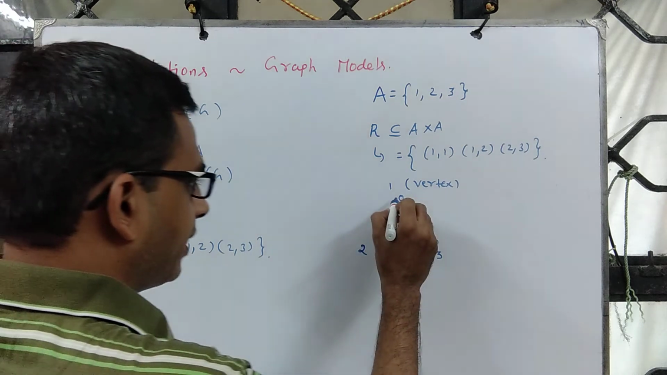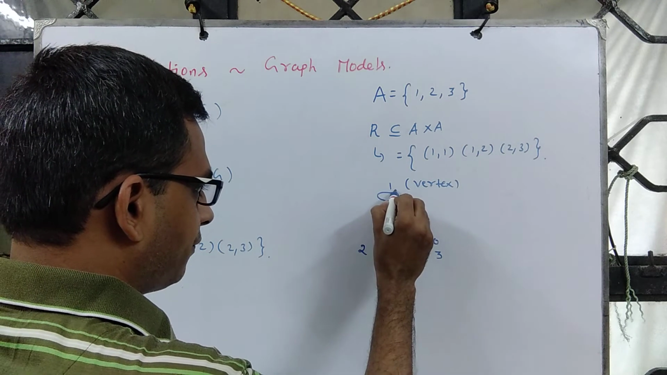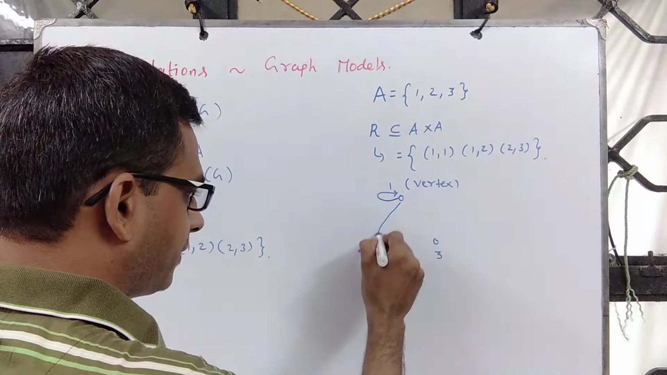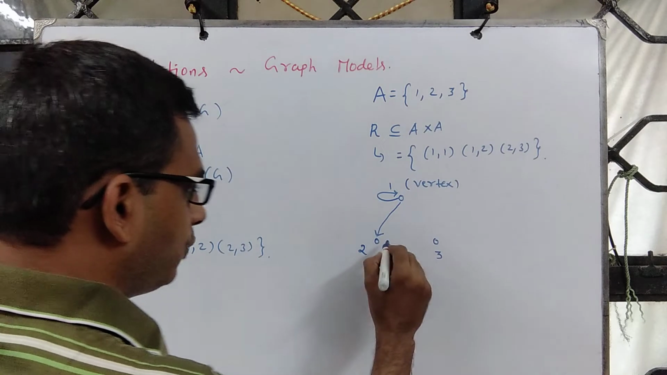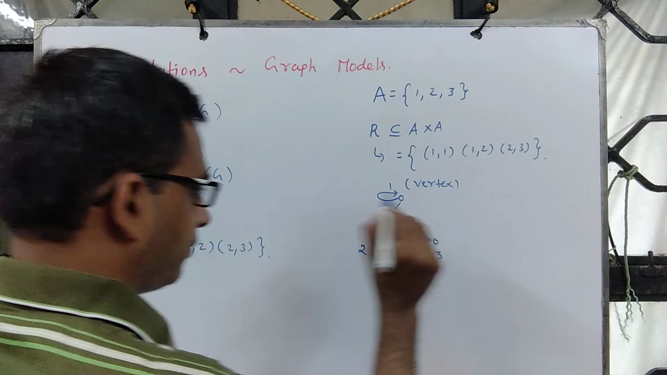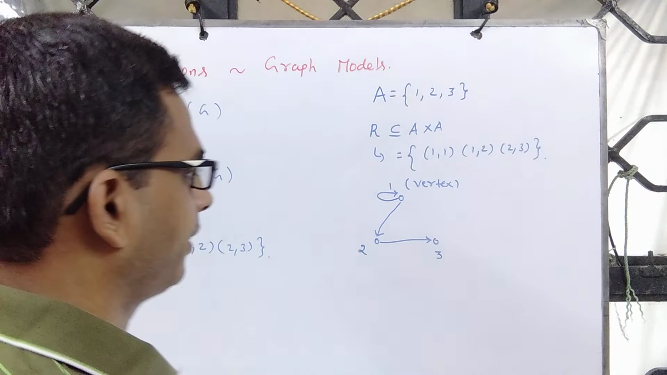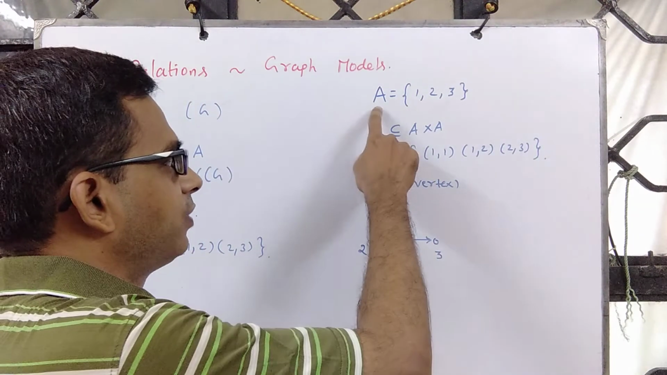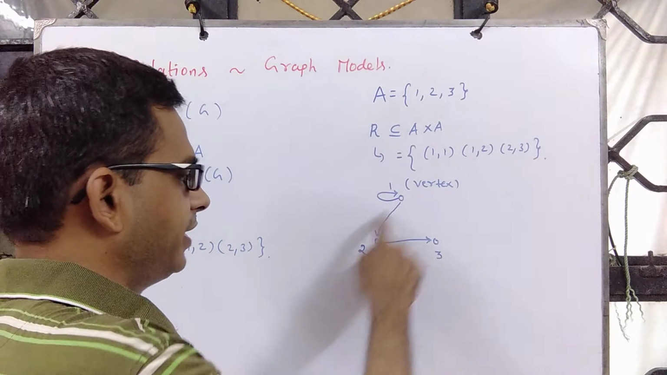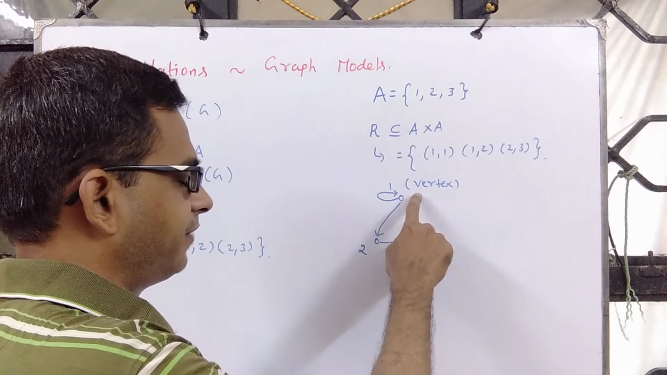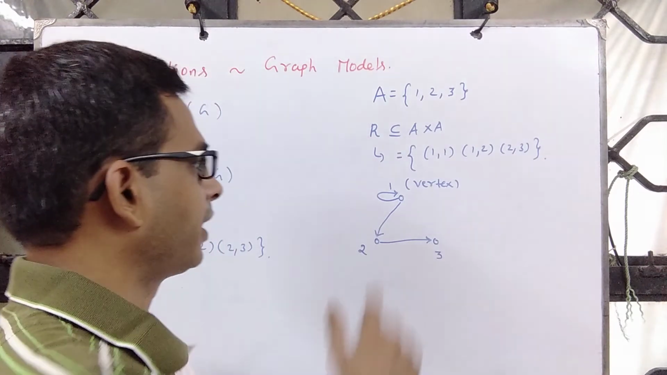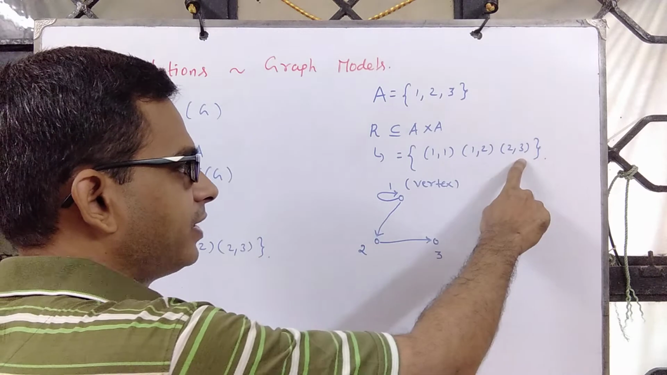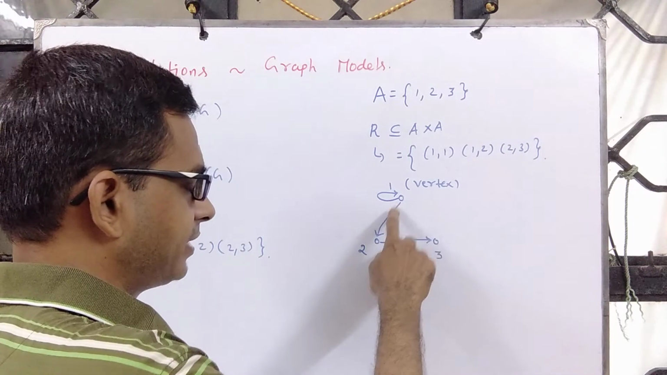Now (1,1), we draw an arc from 1 to 1 itself. (1,2), we draw an arc from 1 to 2. (2,3), we draw an arc from 2 to 3. Fine. So each element in A gets a vertex. This we call the vertex set, and each element is called a vertex or a node. And the edge set is basically the relation, and each element in the relation gets an arc.